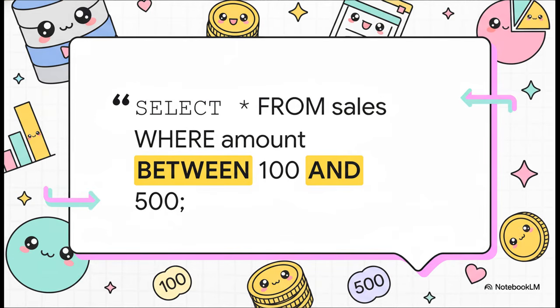A really common one you'll see is the between clause. It's just a simple way to grab everything within a range. So this query here is saying, give me all the sales records where the amount is anywhere from 100 up to 500. And yep, that includes 100 and 500 themselves.